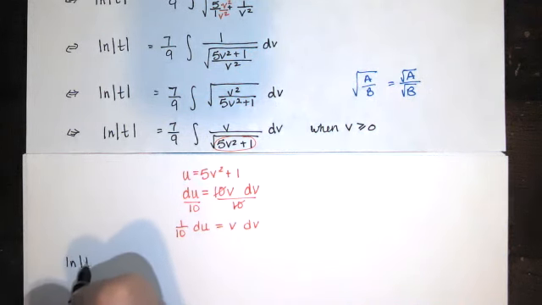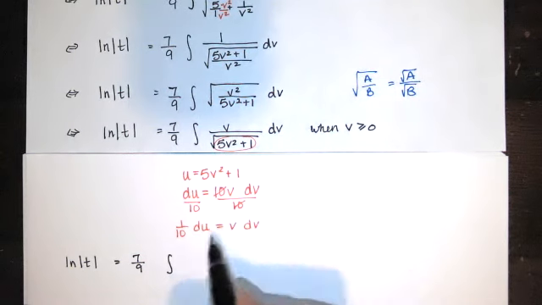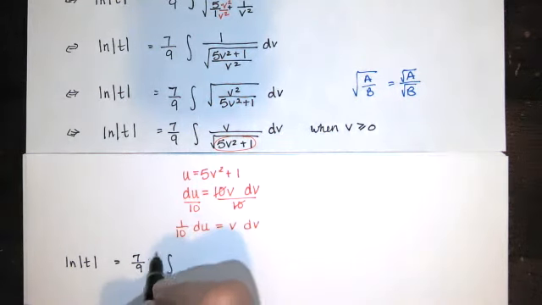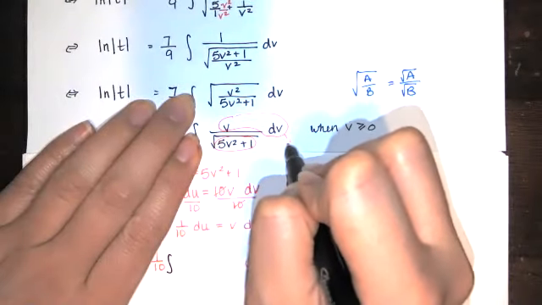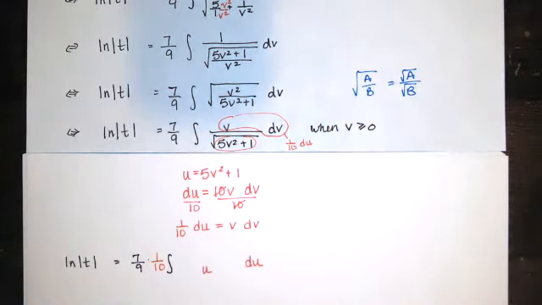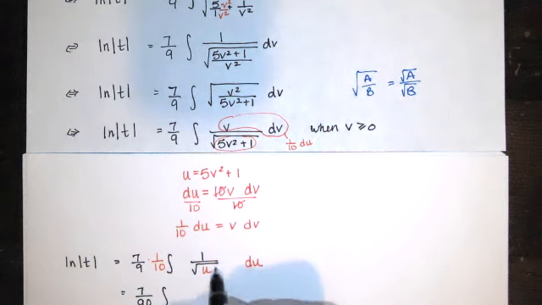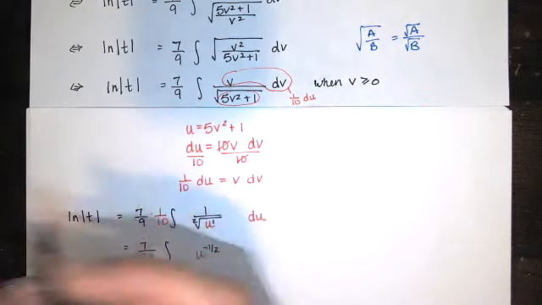So we have natural log of the absolute value of t equals 7/9 times this. V dv is 1/10 of du. I'll factor out the 1/10 and I'll put the du on the far right. That's this piece. And this is a square root of u in the denominator. And so we have 7/90. And then this we can rewrite as a u to the 1/2 power, but it's in the denominator. So we'll bring that up to the numerator, call that u to the -1/2 power.